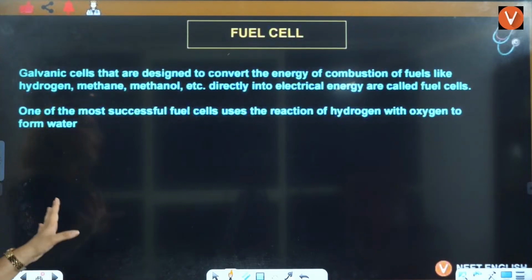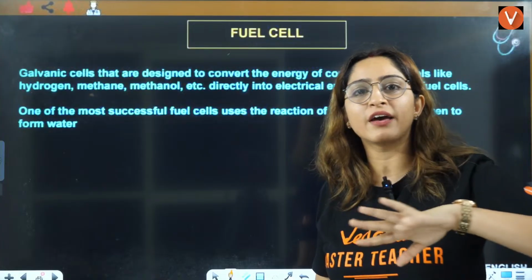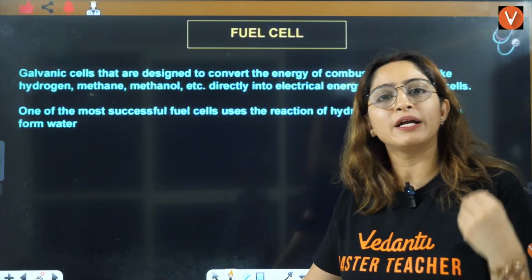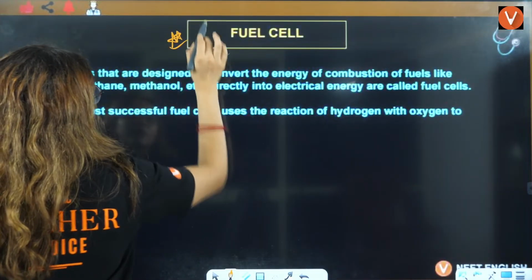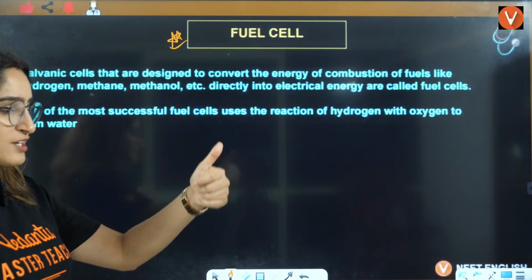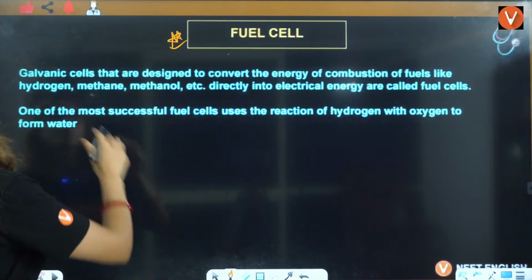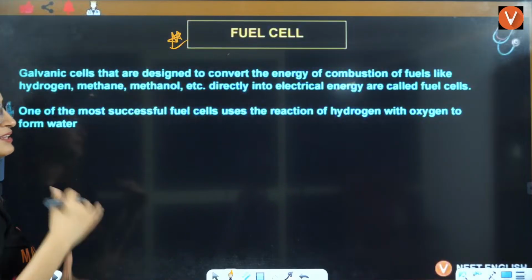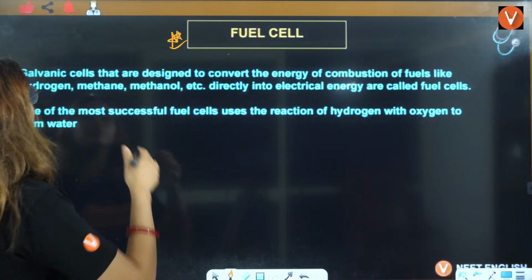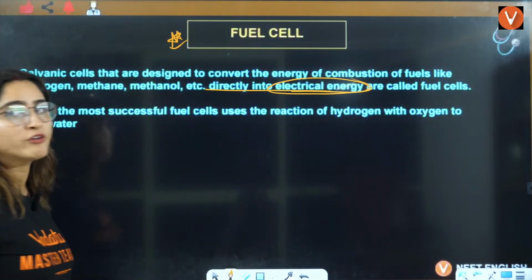Okay. Now, last is the fuel cell, right? And the fuel cell is very, very economical. It is environment friendly. So what we do here is very important. We say all the batteries are important, but lead storage, nickel cadmium, and fuel cells are most important, right? Galvanic cells that are designed to convert the energy of combustion of fuels. When there is combustion, that energy is converted into electrical energy, that is called a fuel cell.